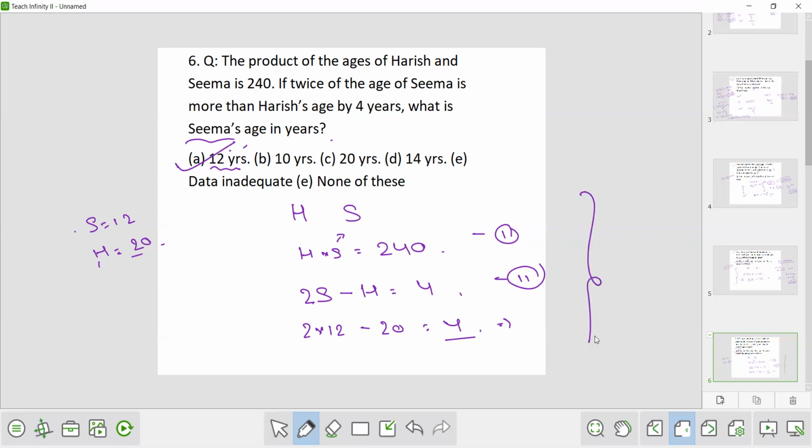So you can do such type of questions by the option method. It will save a lot of time and you will be able to solve all such type of questions within 5 to 10 seconds if you follow a proper approach.